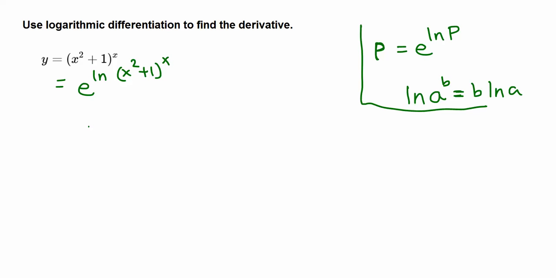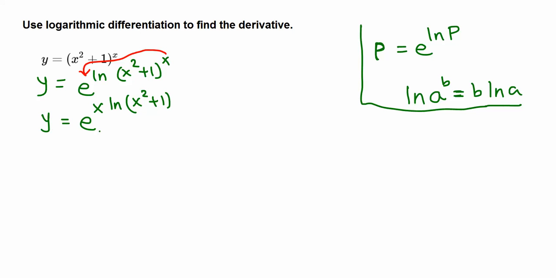In the next step, we know another property of natural log of a raised to b, then this b factors out, so b natural log of a. So in the exponent we have natural log of the quantity (x squared plus 1) raised to x. Let's factor this to the front. Then we get e raised to x natural log of x squared plus 1. We are just rewriting the function.